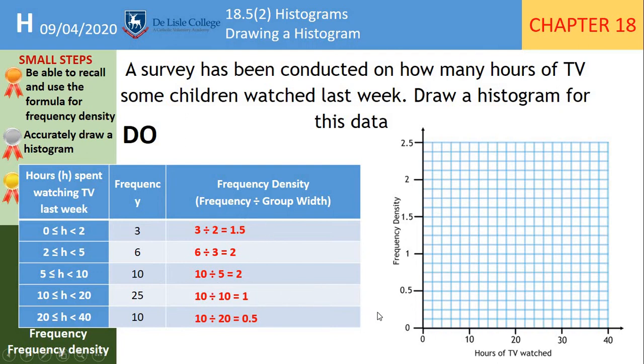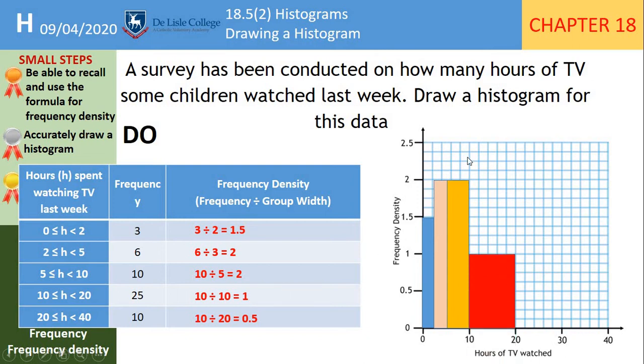So now then, when we do our bars for the first one, 0 to 2 has a height of 1.5. 2 to 5 has a height of 2. 5 to 10 also has a height of 2. Now this is where we've made the mistake. So this should have a height of 2.5 now. So this should have gone up here, and I will change this, as I said, on the main PowerPoint. And the last one, 20 to 40, has a height of 0.5.